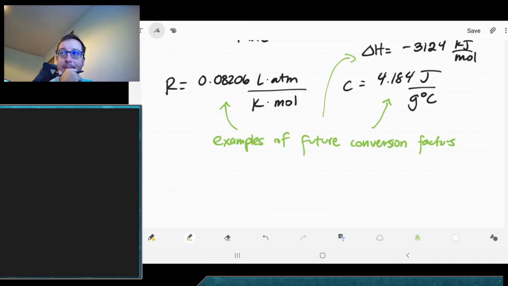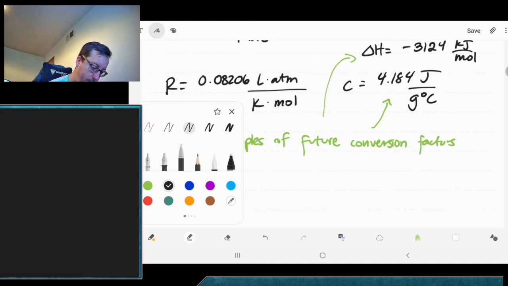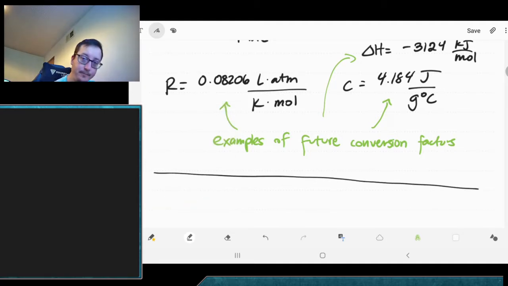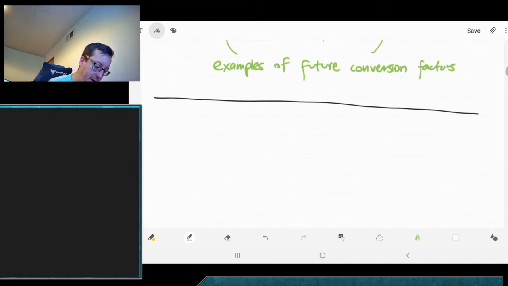All right. Any questions on kind of this idea? Alrighty then. Let's talk about atoms.